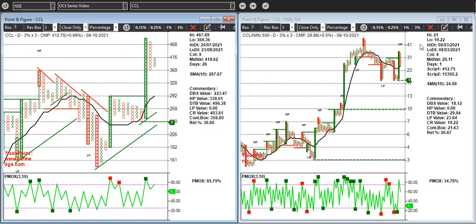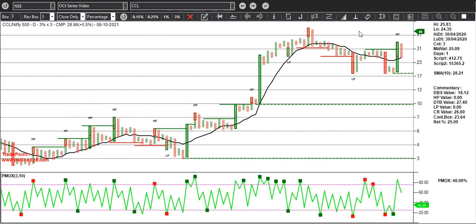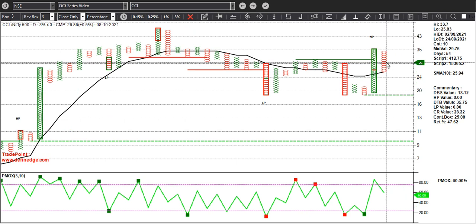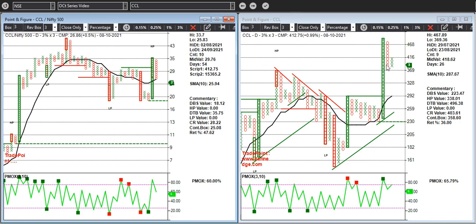If you see the ratio chart here, let me zoom it for you. So the ratio chart is taking support here. So the continuation box for the ratio is 25, and the column reversal is at 28.22. So column reversal is closer, right? So this RS chart will also take support on the SMA, and it will obviously be above the SMA, and then we have a column reversal here.